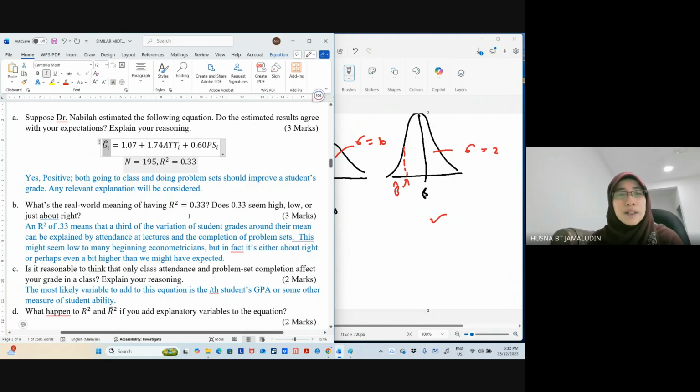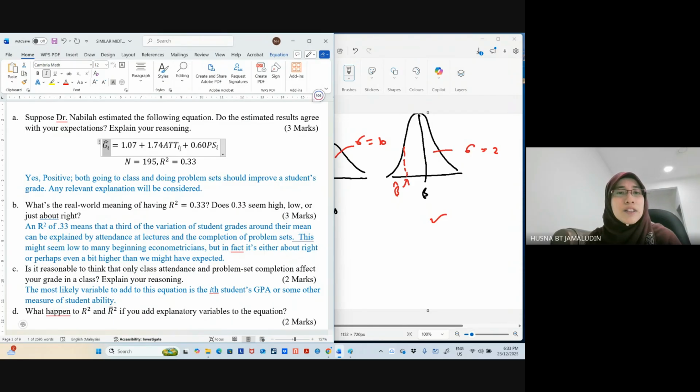Okay, next question. Is this number high, low, or just about right? If you want to answer this question, you have to check: is it cross-sectional data? Is it time series? I will not touch on panel because we never learned panel. You can see this is i, right? So individual data. So this is cross-section.